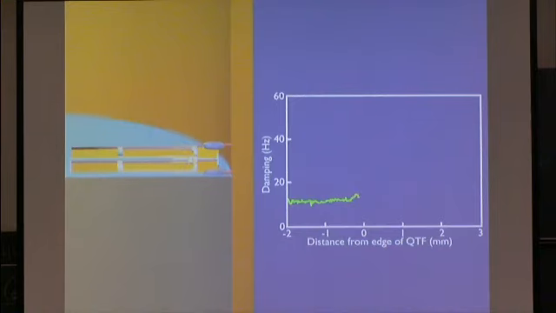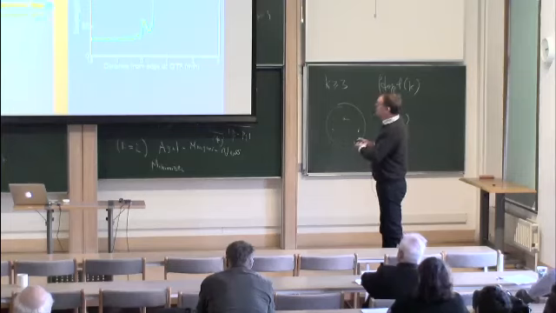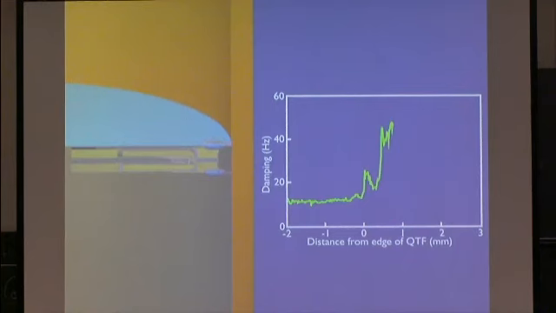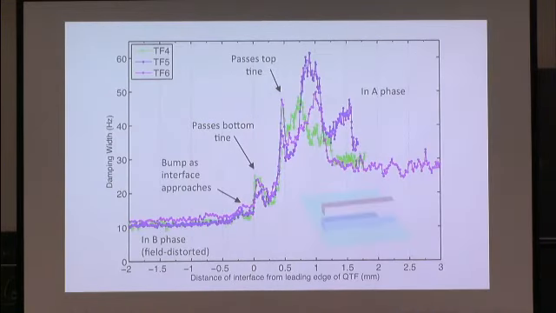And this damping axis, you can relate that to the number of quasi-particles it's measuring. So it's higher in the A phase than it is in the B phase. So you do this many times. What we're excited about in this measurement is not only can we see it pass the two fork tines, but we always see, the resolution's not good, this is improving, a small bump as the interface approaches the tine.